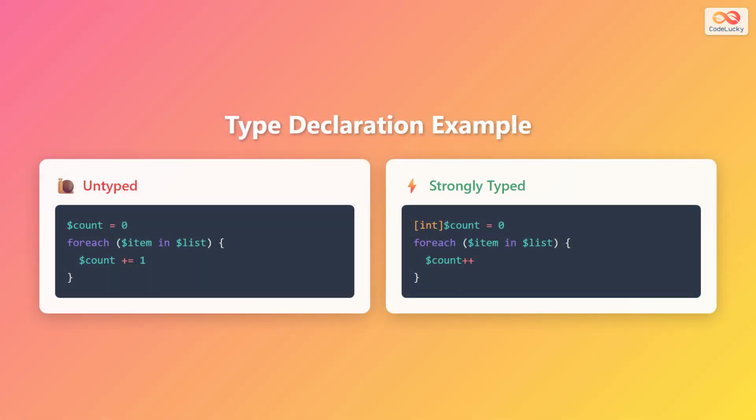Here's a practical example of type declaration. The untyped version on the left doesn't specify what kind of data count holds. PowerShell has to check and convert types every time we use plus equals. On the right, we declare count as an integer explicitly. We also use the increment operator instead of plus equals 1, which is more efficient. This simple change can make a significant difference in loops that run thousands of times.